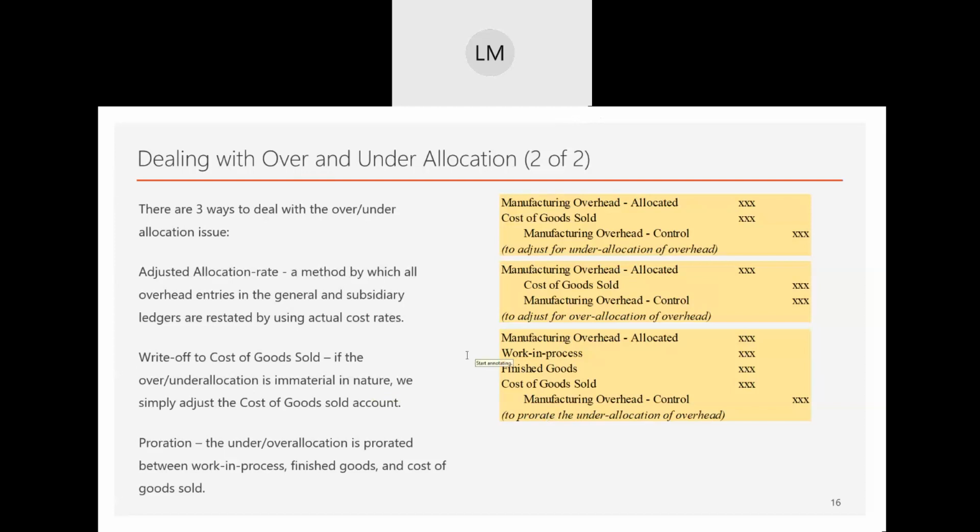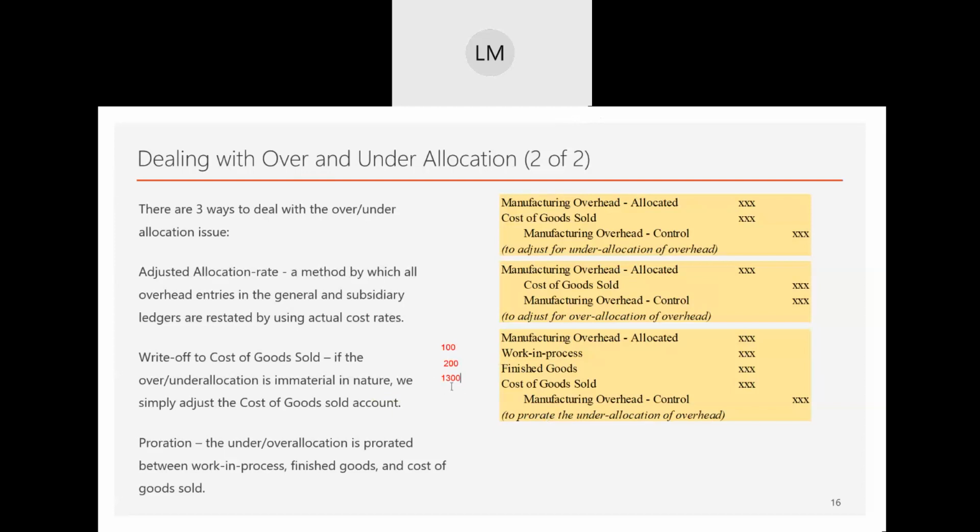Let's say that my ending balance in work in process is $100, and my ending balance of finished goods is $200. And my cost of goods sold for the period is, let's see, $1,300.